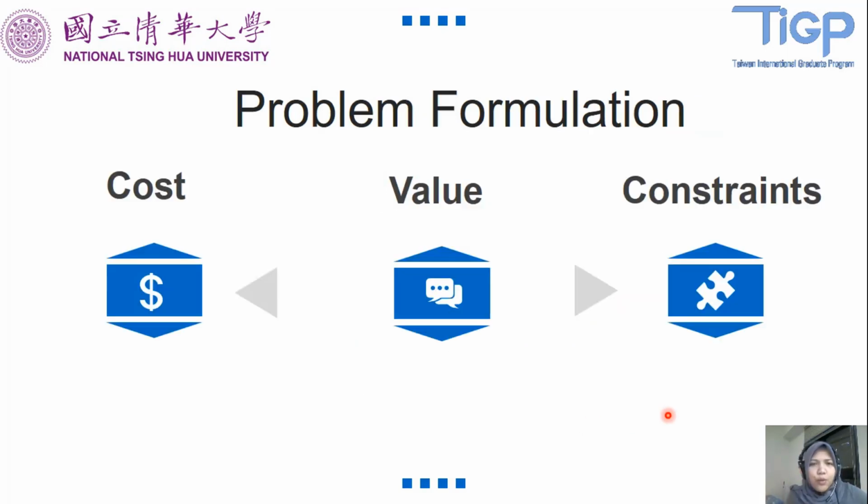So we go to the problem formulation. In collecting Twitter data, there is a cost in collecting data. There is some value of the data that is collected, and there are some constraints. So the algorithm that they propose has to solve these three problems.